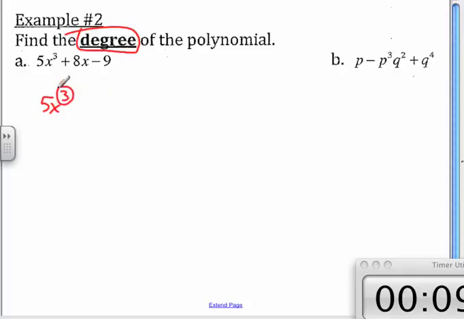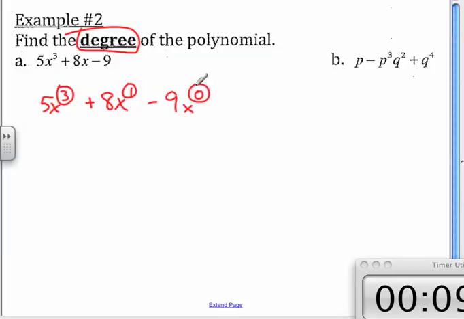But this is a trinomial, we have 3 terms in this thing, so we need to look at each one. Let's look at the positive 8x. What's the exponent of the variable in that term? I'm sorry, the degree of that term. Donald? It's 1. And then the last term, it says minus 9. What's the exponent of the variable in that term? We don't even see the variable, but what is it, Tara? 0. It's 0, right? This is x to the 0.